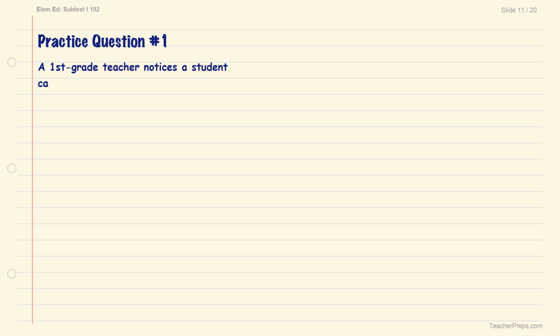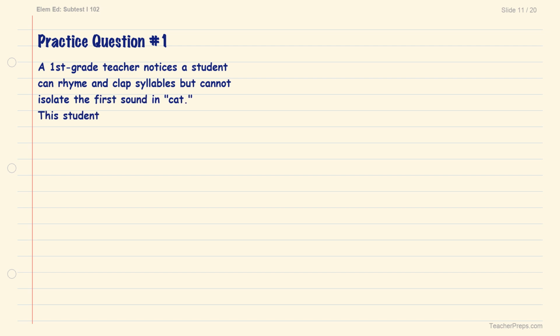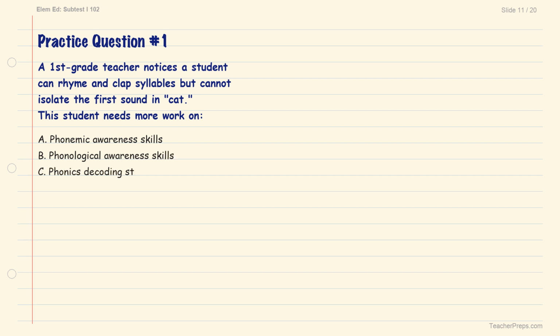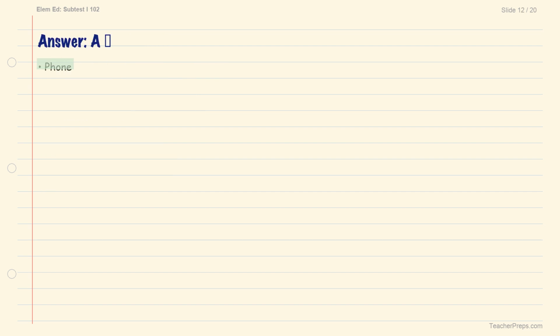A first-grade teacher notices that a student can successfully rhyme words and clap out syllables in words, but is unable to isolate the first sound in the word cat. Based on this information, this student most likely needs additional instruction in which of the following areas? A. Phonemic awareness skills. B. Phonological awareness skills. C. Phonics decoding strategies. D. Print awareness concepts. The correct answer is A.